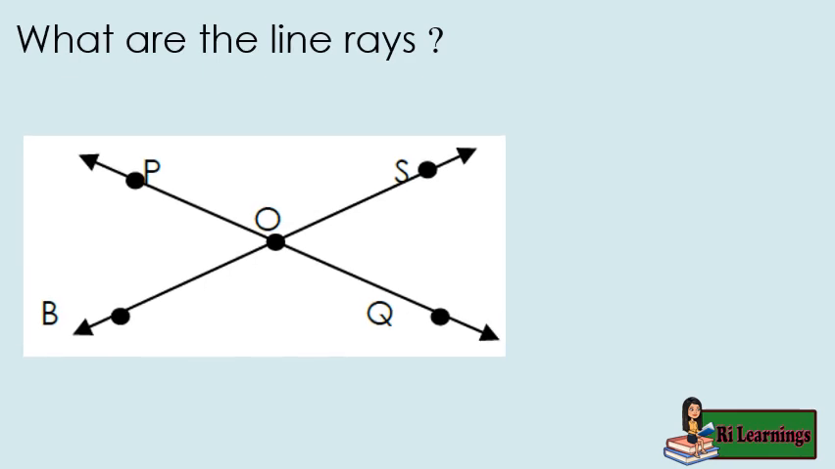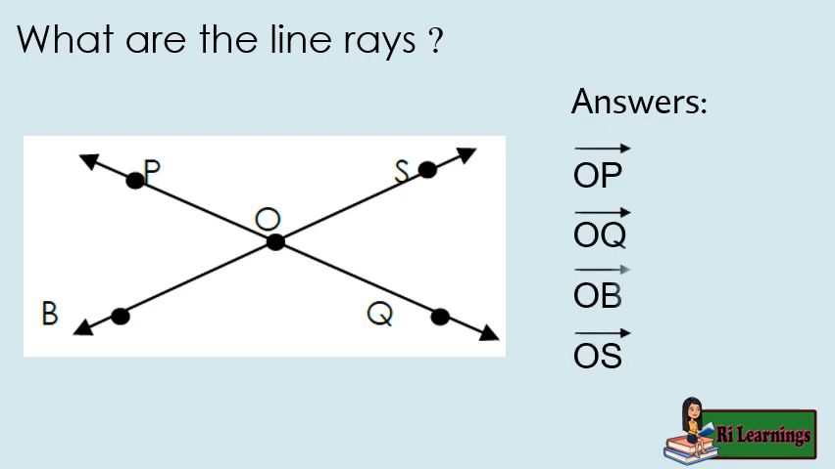What are the rays in the figure below? Points O, P joined by a straight line segment which is extended at one side forms a ray. Same with points OQ, points OB, points OS. Hence we get ray OP, ray OQ, ray OB, and ray OS.